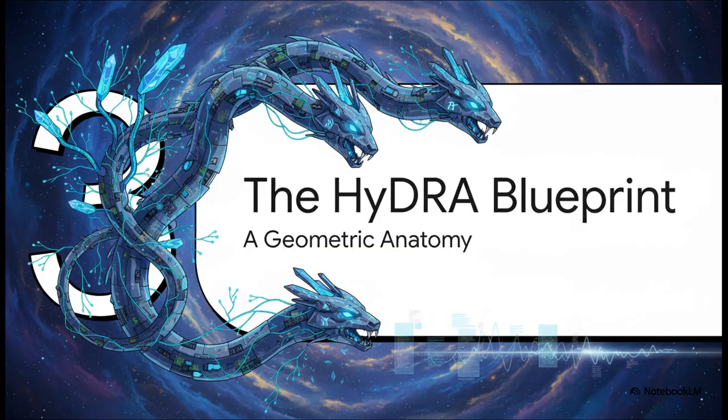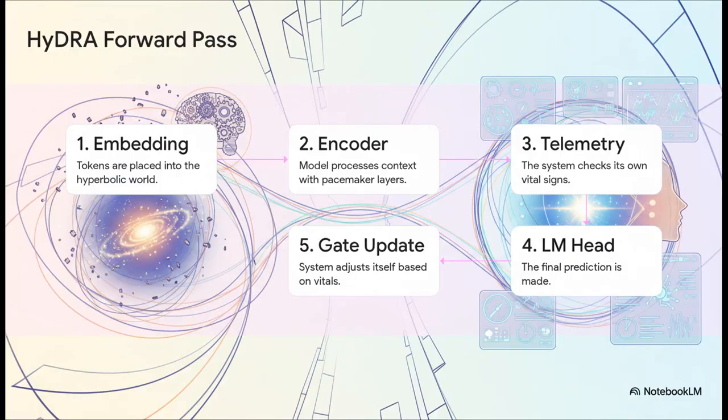So, how is this HyDRA organism actually built? Let's take a look at its core anatomy, because it wasn't just designed to process language. It was designed to survive in this new volatile environment. The way information flows is a totally self-regulating loop. Data comes in, it gets processed by these specialized layers, then the system actually measures its own health, its vital signs, and it feeds those measurements right back in to control its own dynamics for the next step. It's constantly watching itself and adjusting on the fly.